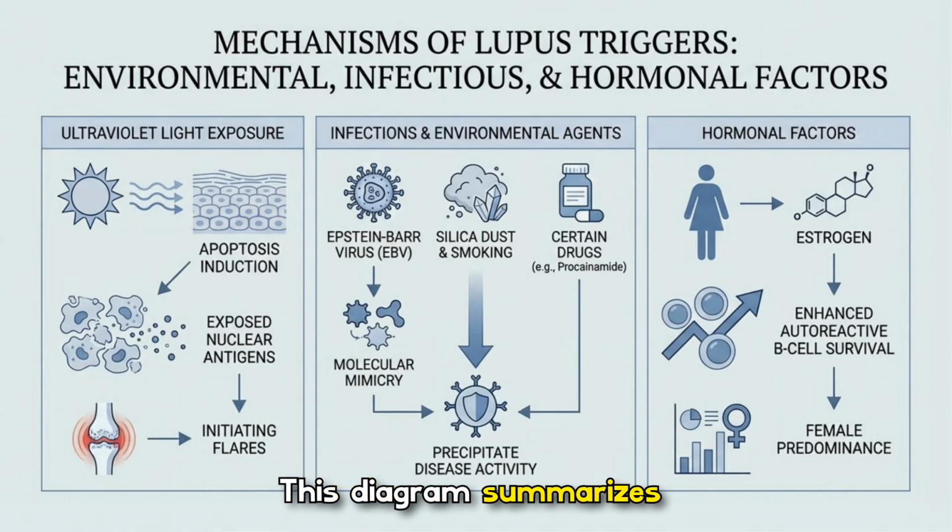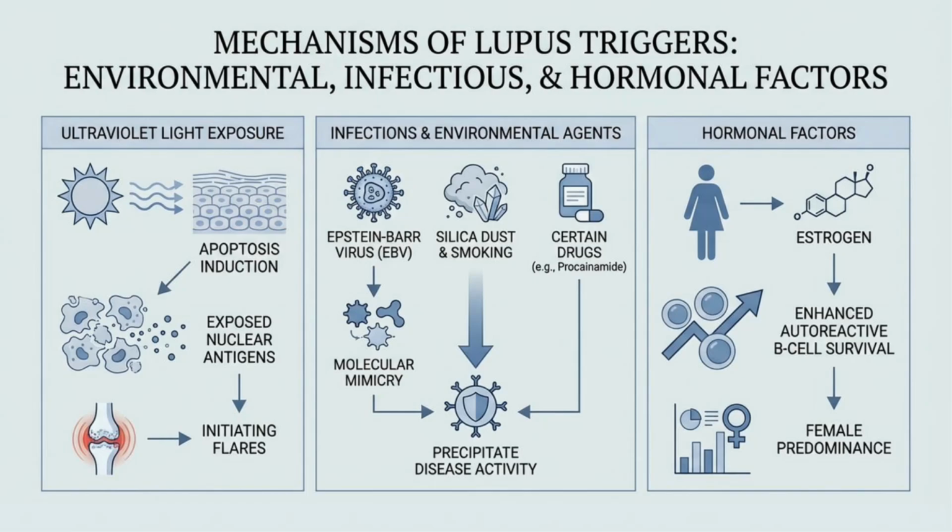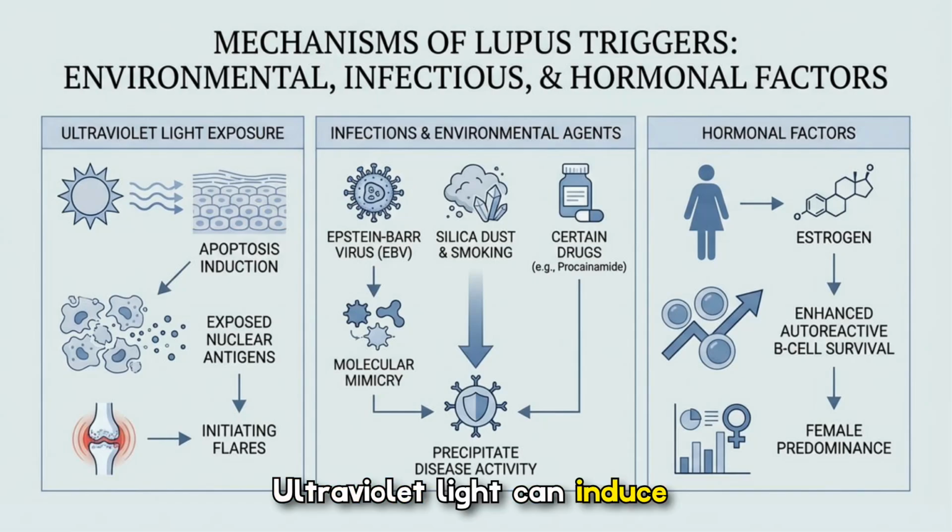This diagram summarizes environmental, infectious, and hormonal triggers that precipitate lupus activity. Ultraviolet light can induce apoptosis and expose nuclear antigens that trigger flares. Infectious agents, such as Epstein-Barr virus, may promote molecular mimicry, and certain drugs can provoke disease. Hormonal influences, particularly estrogen, enhance autoreactive B-cell survival and help explain the female predominance seen in lupus.